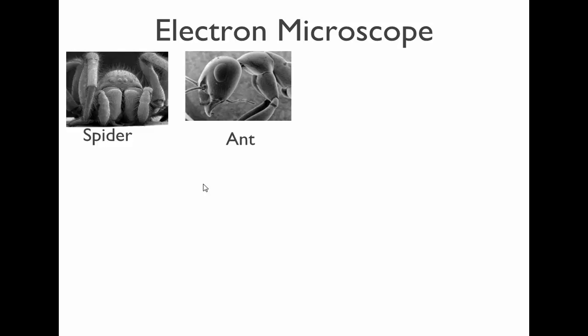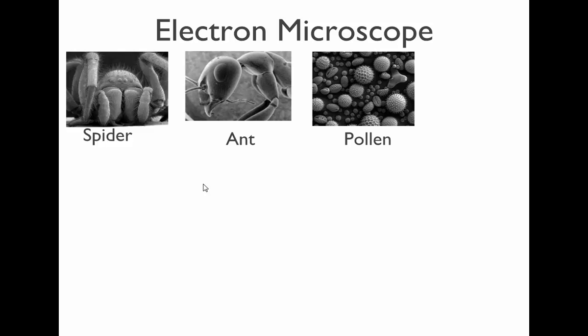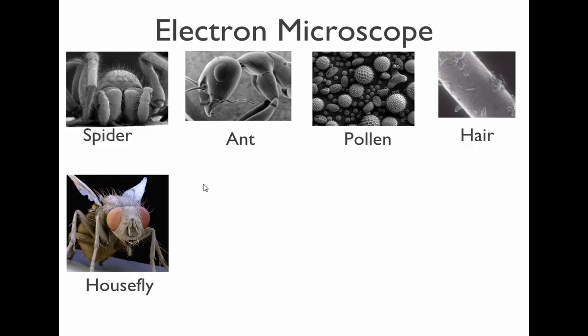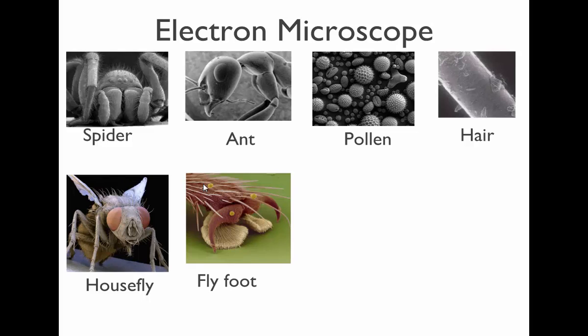It's pollen grains, human hair. These are all real electron microscope images. Now it gives a black and white view. Sometimes they're artificially colored by people after the fact to make things stand out or look better.